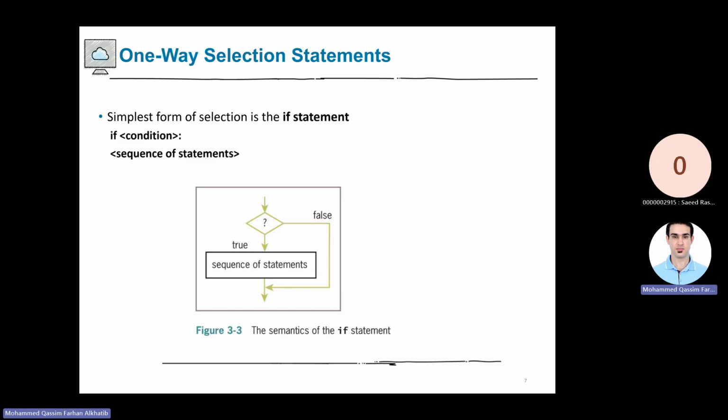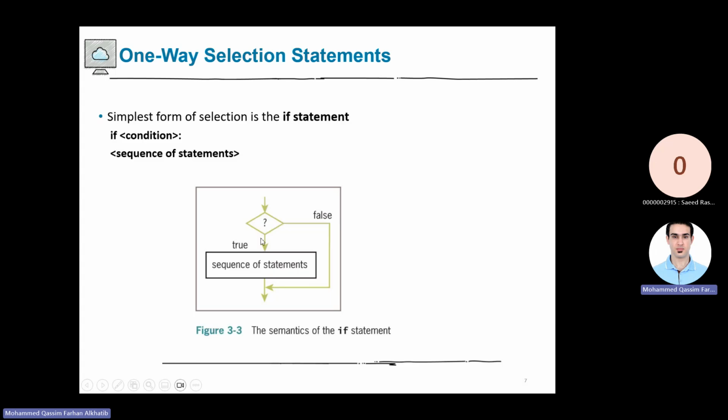Okay, but I will not even actually call it one way. It's two-way, but the false part, you do nothing. Because here still you have an arrow going for the true and another one for false. So it is a two-way statement. However, at the false part, you do nothing.